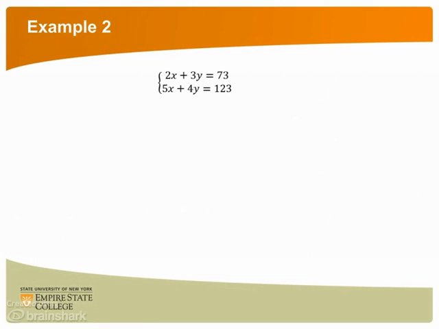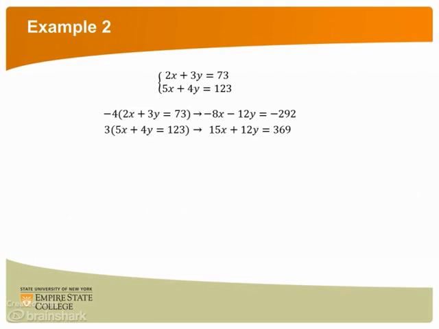I must truly dislike y, because I want to get rid of it again. We need to crisscross, but we need to put a minus in somewhere, so y will go away. I brought the 3 down as is, but switched the sign on the 4 and will multiply by a negative 4. Doing so, we have negative 8x minus 12y equals negative 292, and 15x plus 12y equals 369.